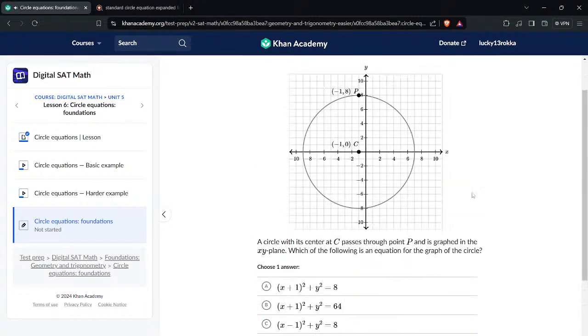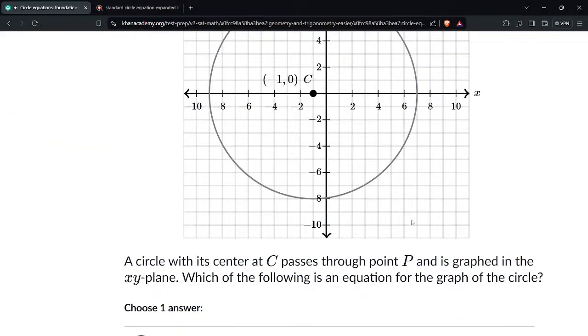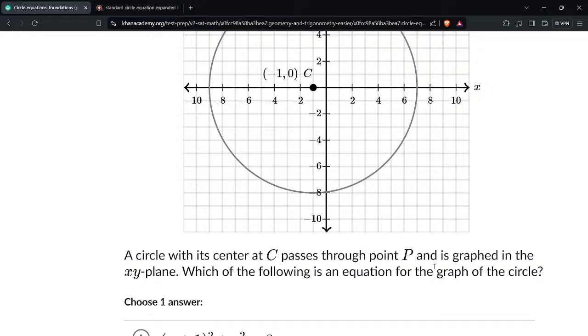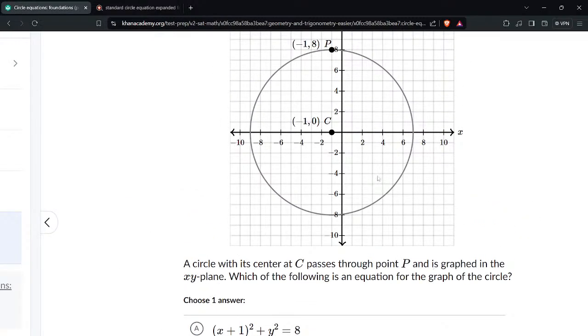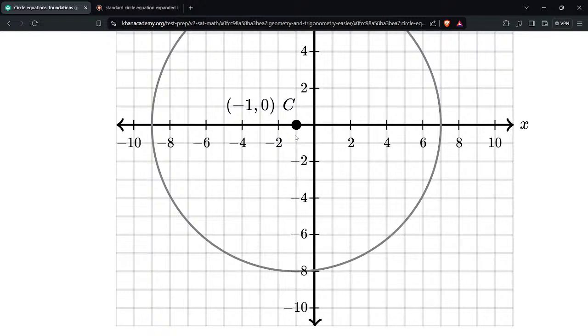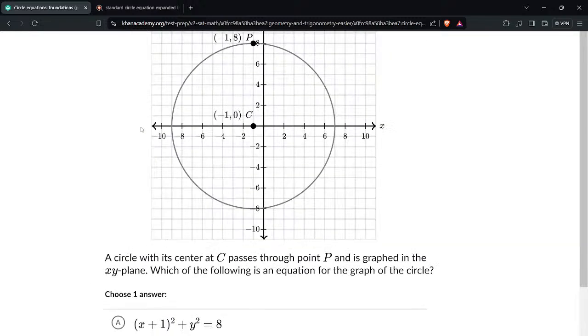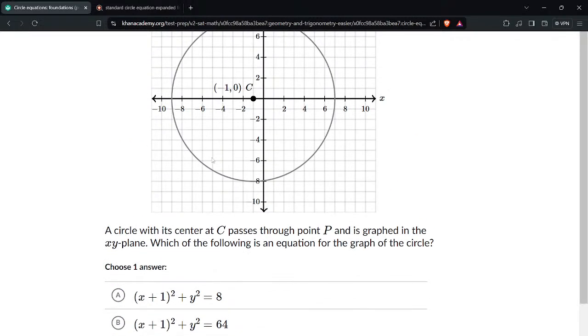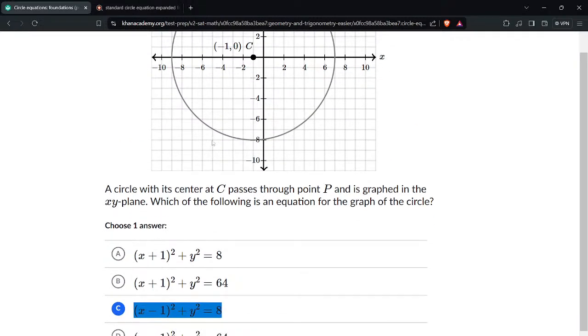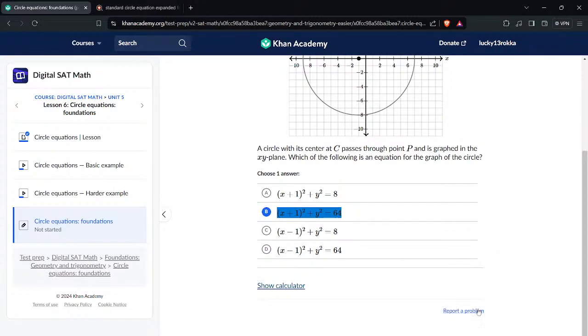So center C, point P, and graph. For the solution to the graph of the circle, you find the radius first. So radius is 1, 2, 3, 4, 5, 6, 7, and 8. The correct answer is 64. 8 is wrong. So we got 8 squared, 64.